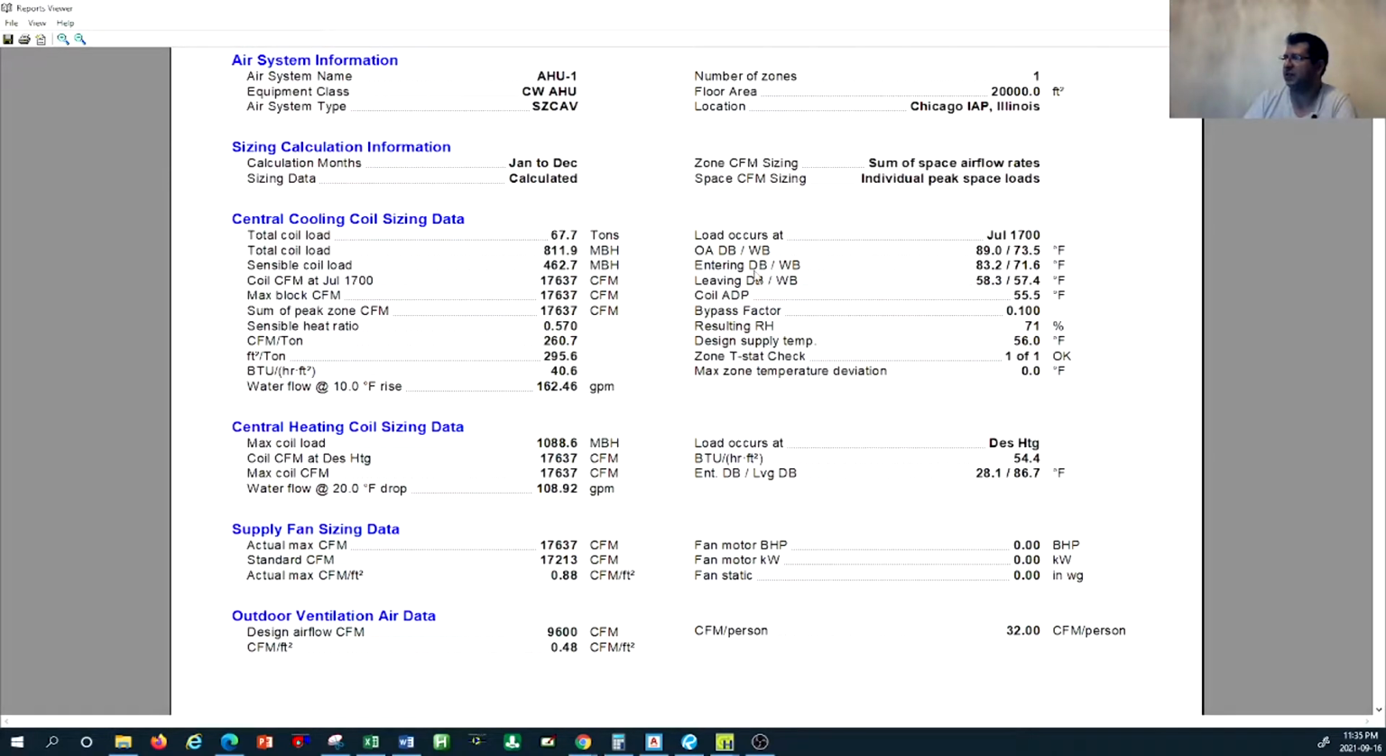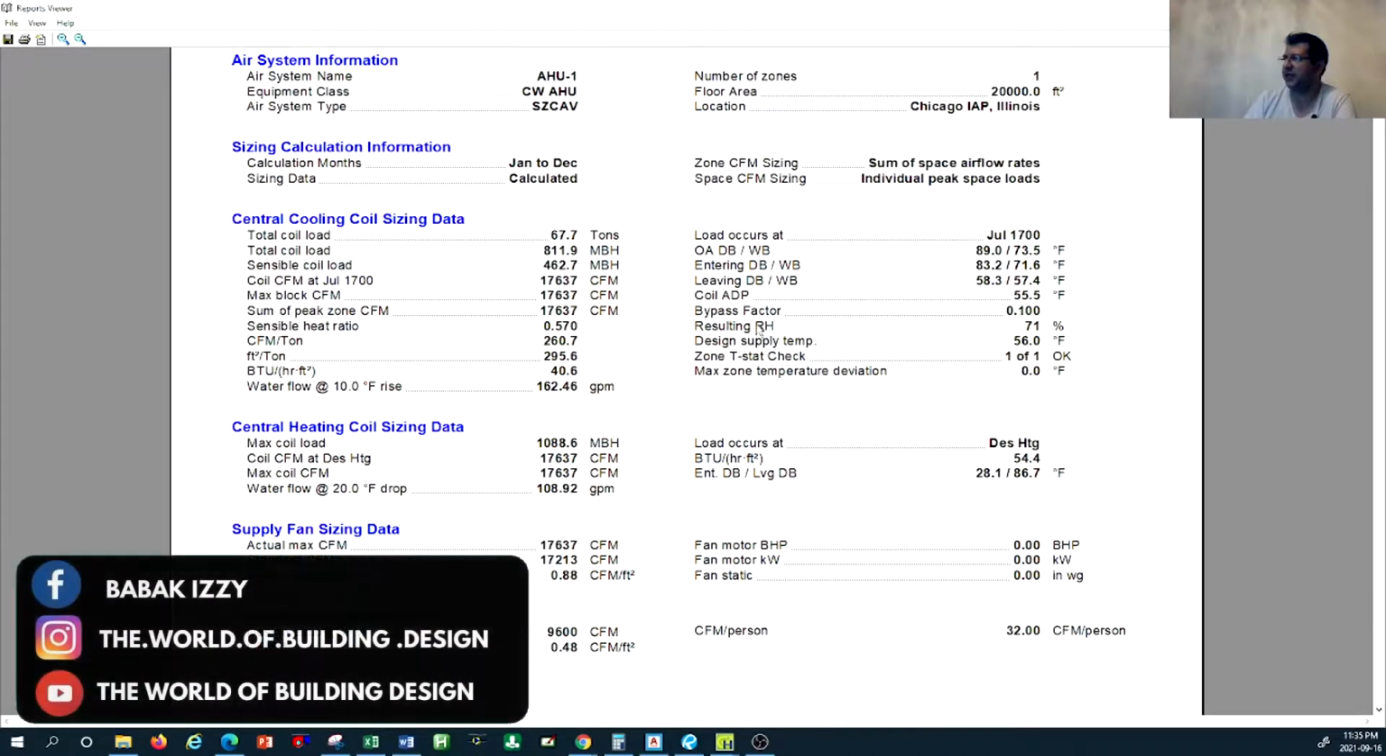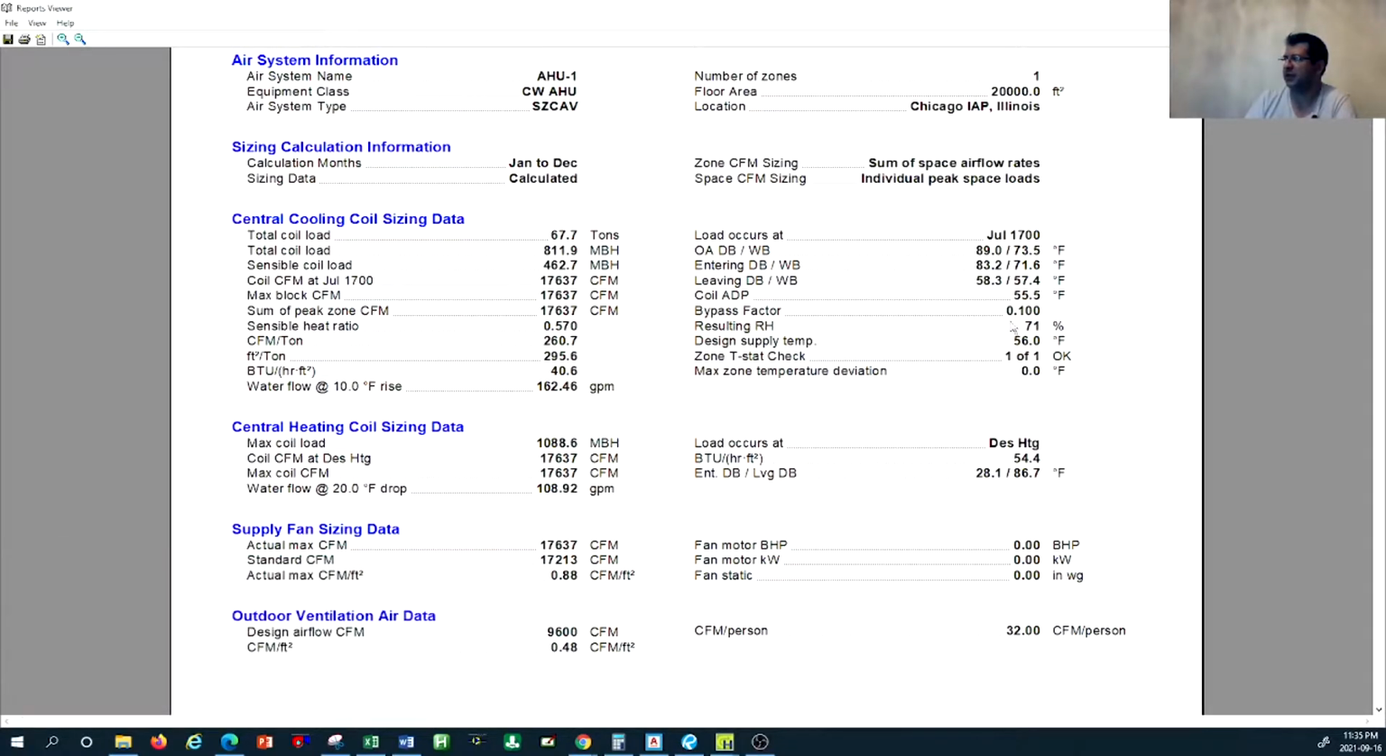As you can see, the entering dry bulb temperature is 83.2, leaving dry bulb temperature is 58.2. And then our coil apparatus dew point temperature at 55.5, as per the example I showed you. And then the bypass factor is 0.1. So remember, if you select the equipment or a coil, you can go to the manufacturer and find out the type of bypass factor you're considering. And that's going to help you to determine what leaving dry bulb temperature would be achieved through your coil. So we can continue on this topic.